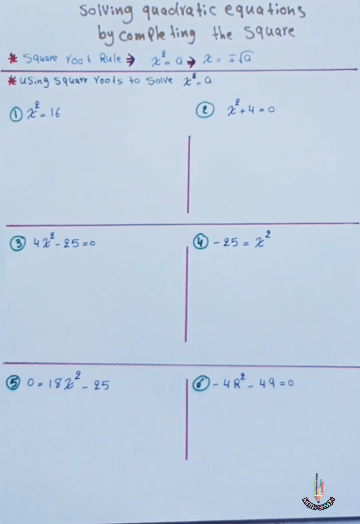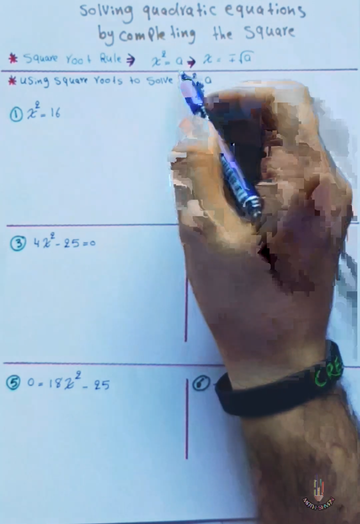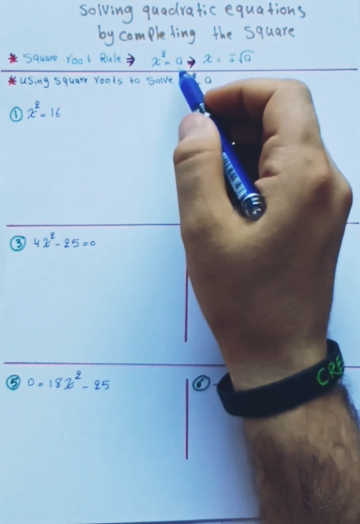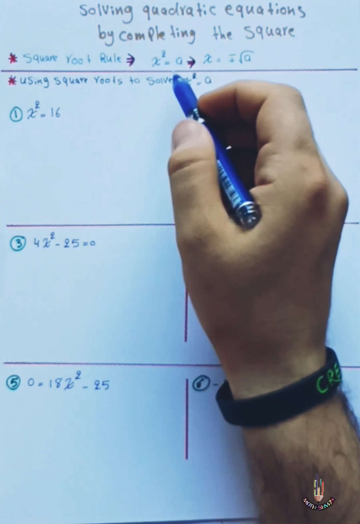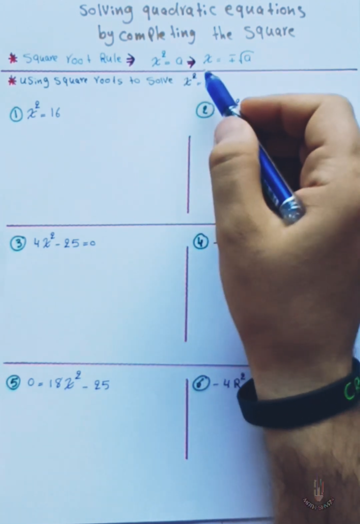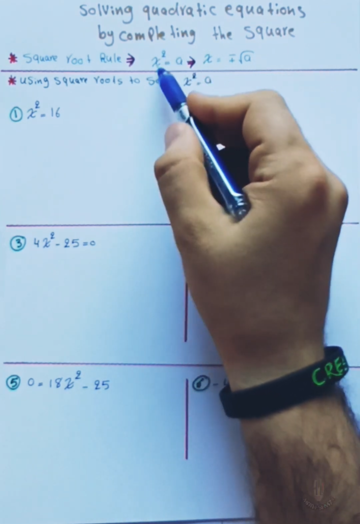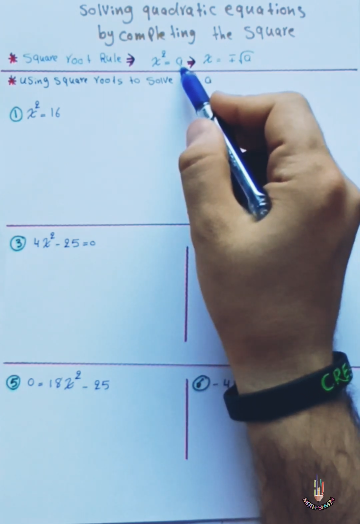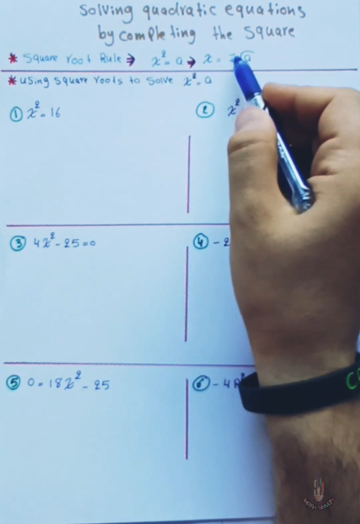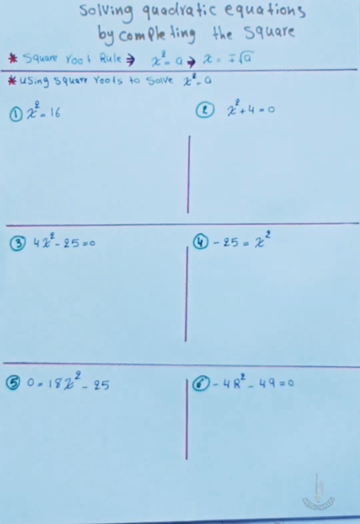When you have an expression like x squared equal to a, when we solve this equation and find the value for x, we have to take the square root of both sides. When we take the square root of x squared, we get x, and when we take the square root of a, we get negative or positive the square root of a.